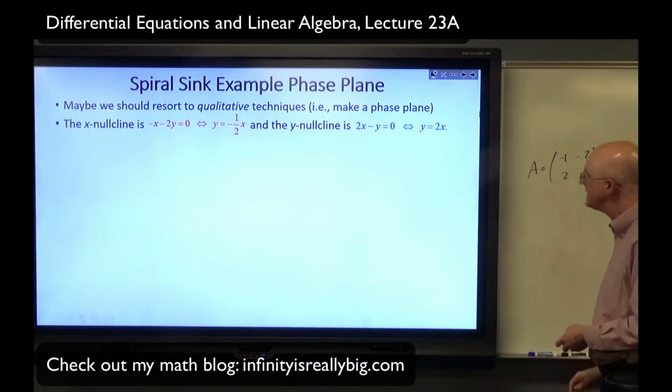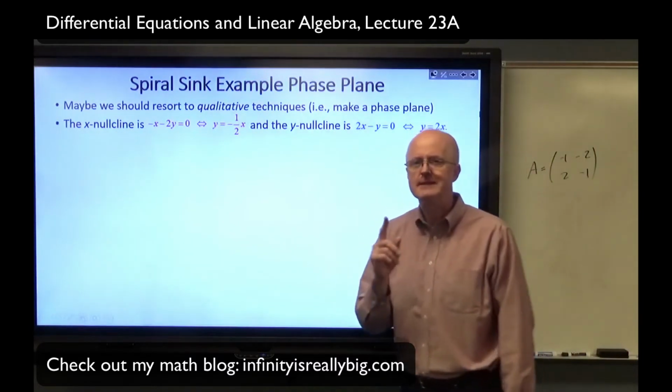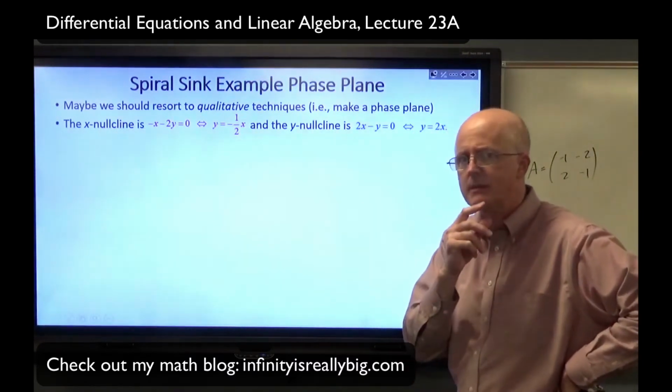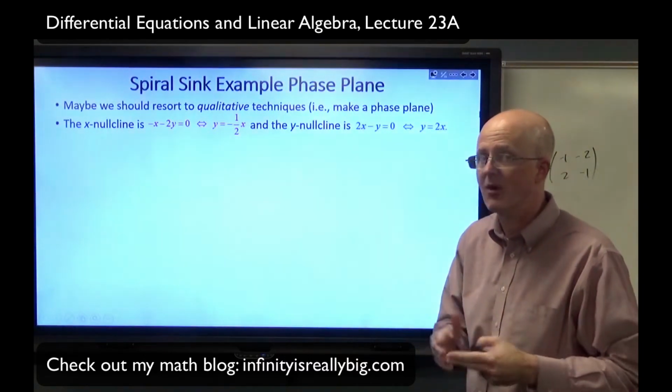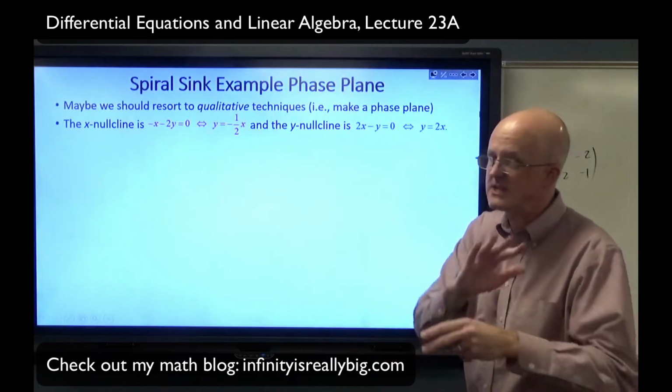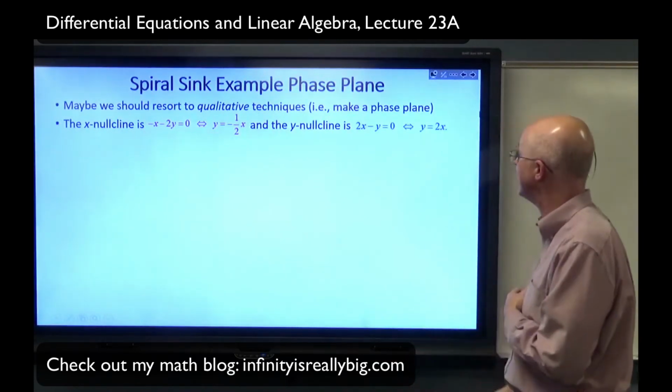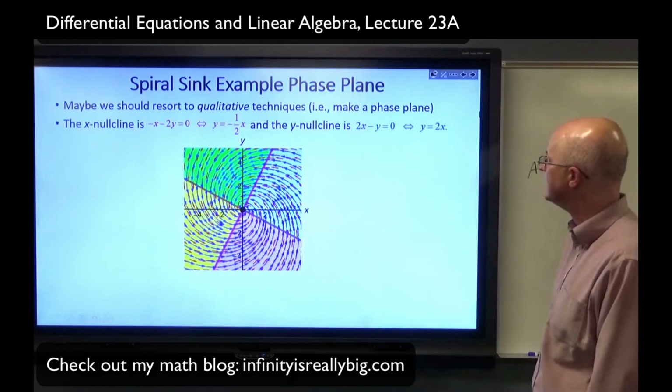Interesting. The slopes of these lines are what are called negative reciprocals, and that means these lines, these nullclines, are actually perpendicular to each other, orthogonal to each other. It doesn't always happen with complex eigenvalues, but it is happening here. And here's the phase plane.